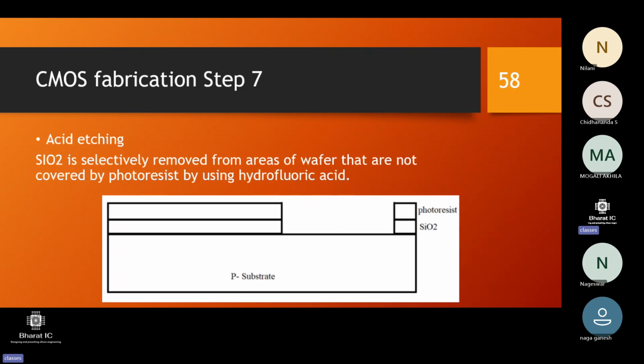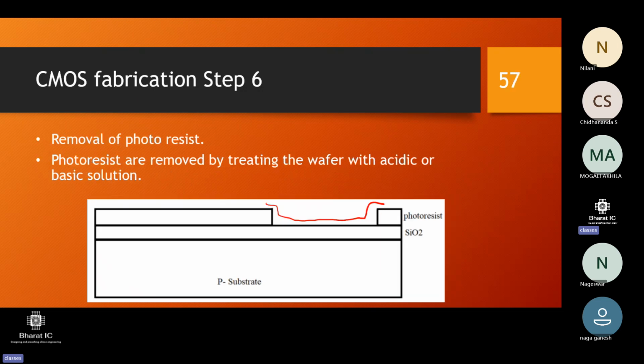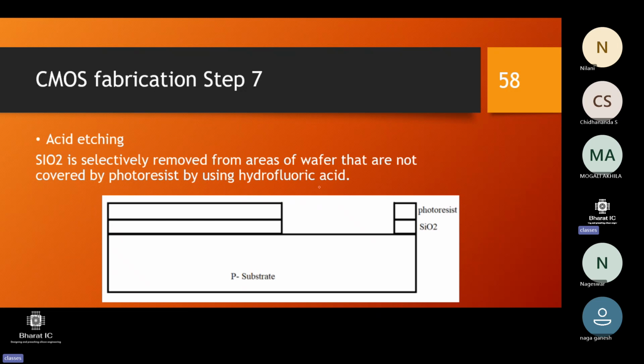Now in step 7 you will see the acid etching. Now you will see the SiO2 is selectively removed from the area of the wafer that is not covered by photoresist, by using hydrofluoric acid. You will see this kind of structure being created. This photoresist doesn't react with the hydrofluoric acid. I have to create a shape in this SiO2. So this photoresist material is not reactable with hydrofluoric acid, but the SiO2 will get reacted.